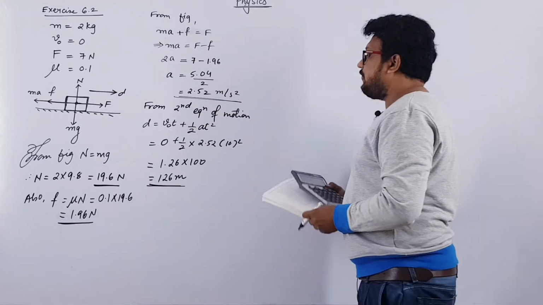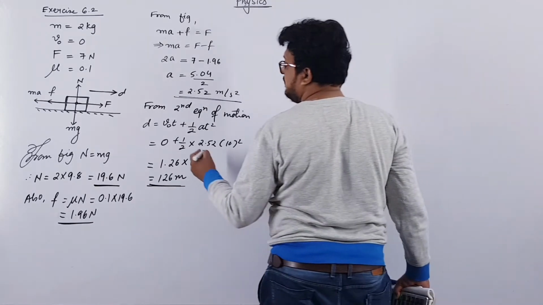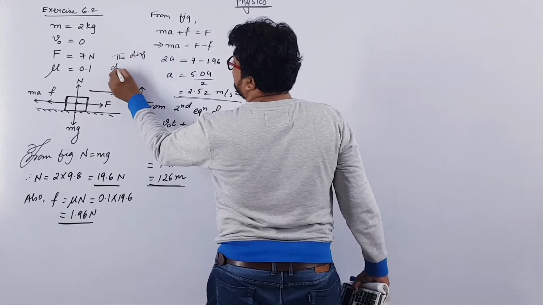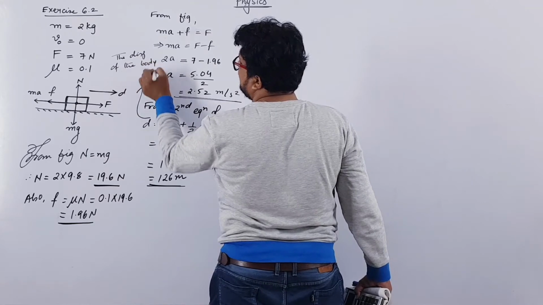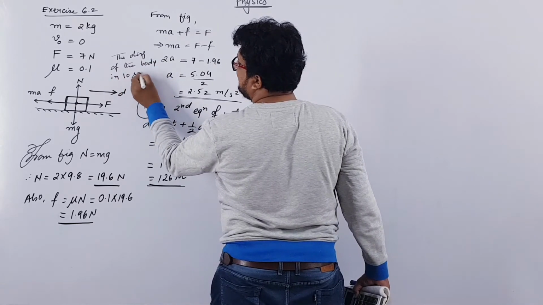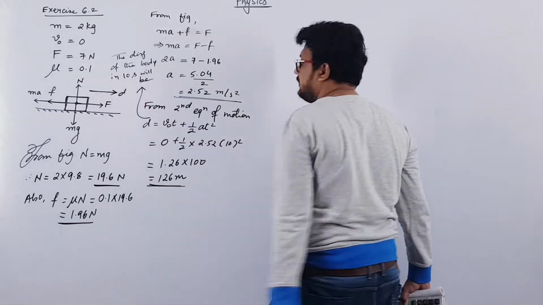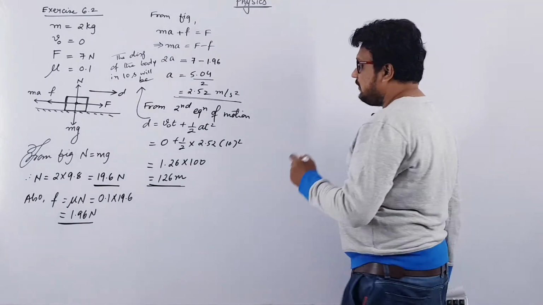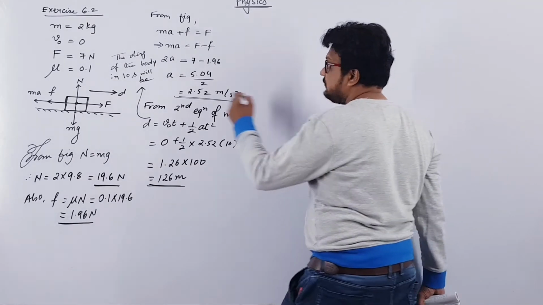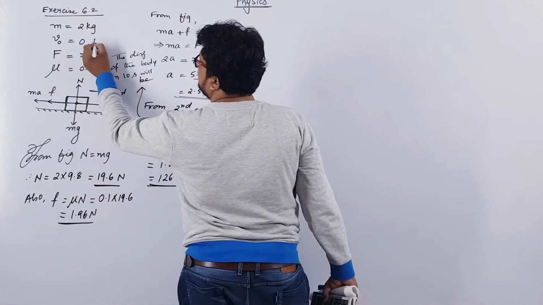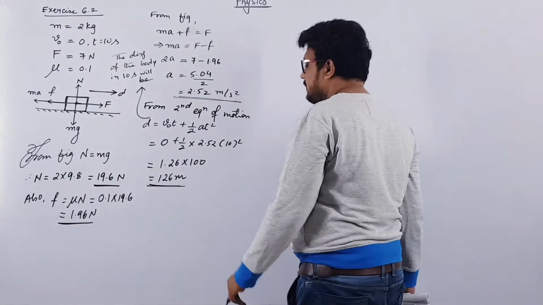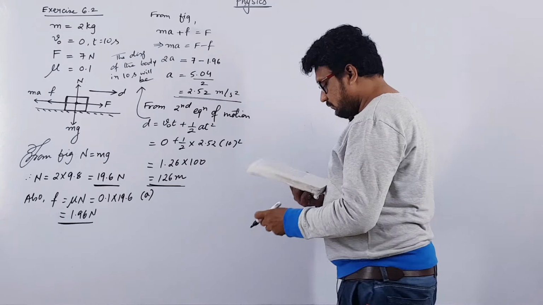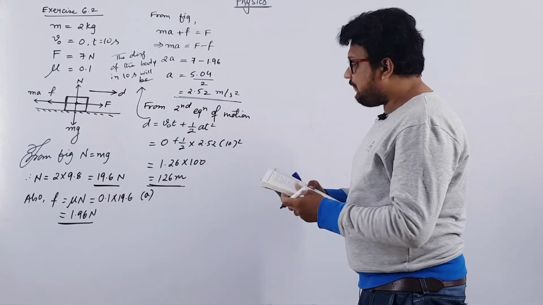So you should write here, the displacement of the body in 10 seconds will be d is equal to v naught t plus half a t square, where t is 10 seconds. Here we should write somewhere over here, let us write t is equal to 10 seconds. Now the first quantity which we need to find is (a), the work done by the applied force in 10 seconds.